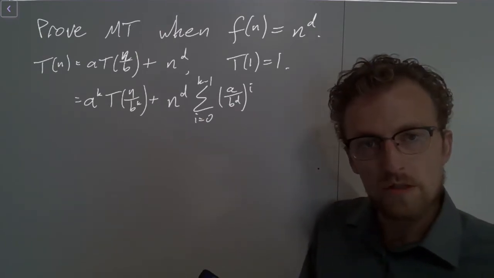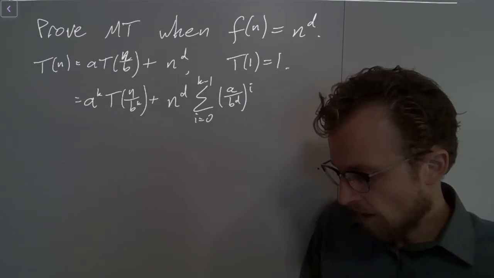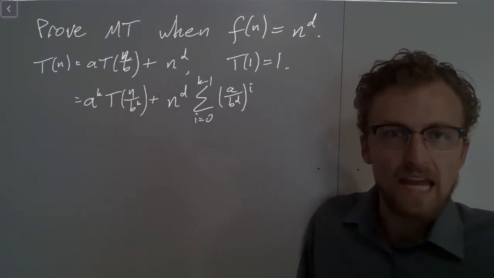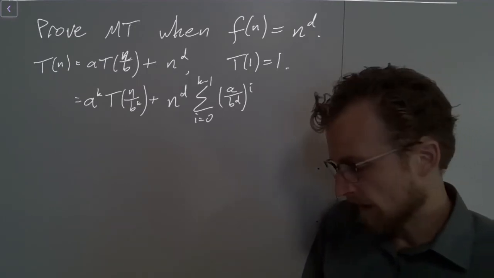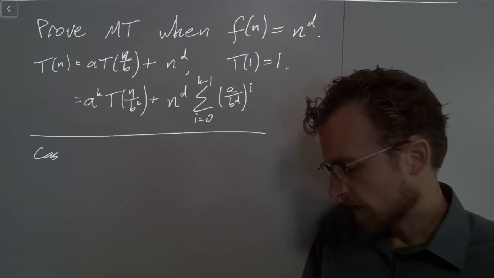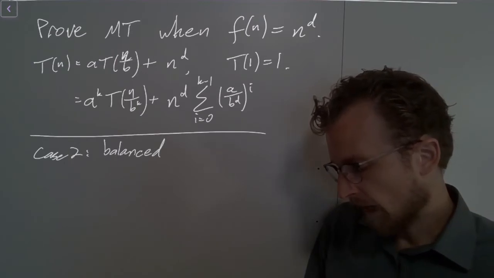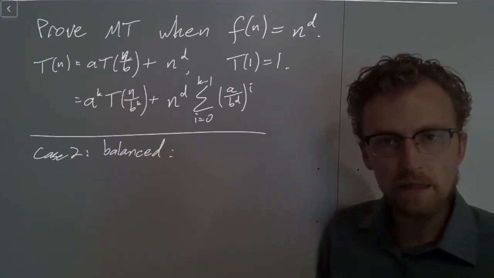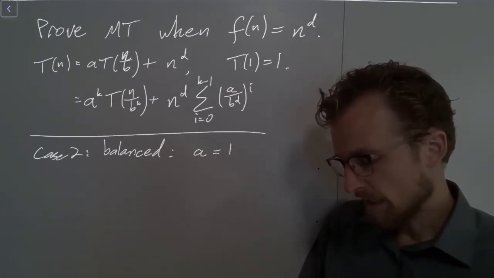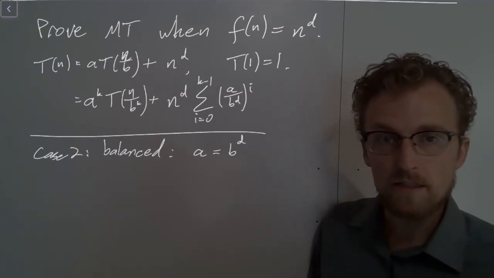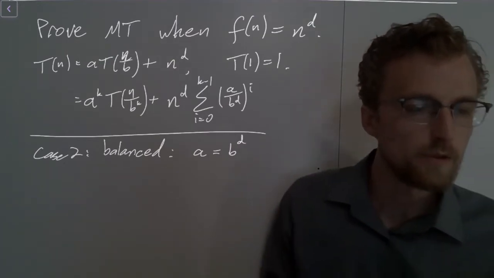So first I want to investigate the balanced case. Once we have it in this form, then we have to say, all right, what's the relationship between a, b, and d that gives us the various cases? First let's begin with the balanced case. So I'm going to call this case 2, the balanced case. What determines balanced? Well, there's a couple ways of writing it, but in this context, the easy way to write that is that a equals b to the d. If I go rewrite my critical exponent expression, that's what I'll get. So a equals b to the d.